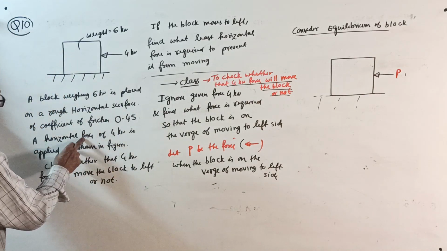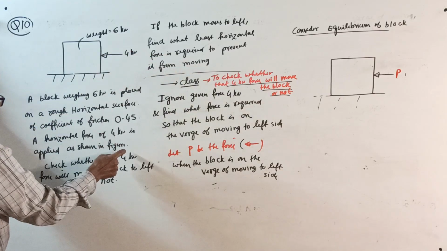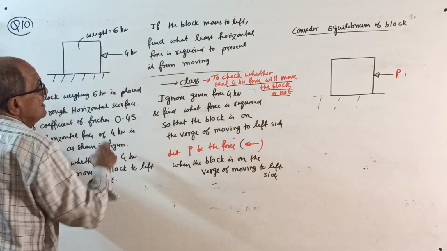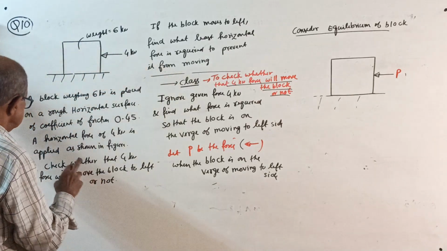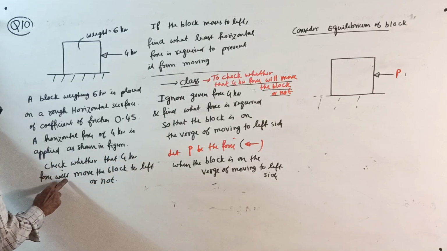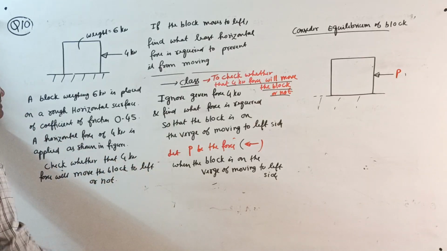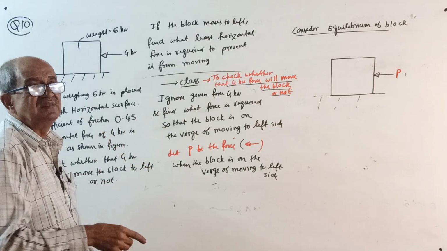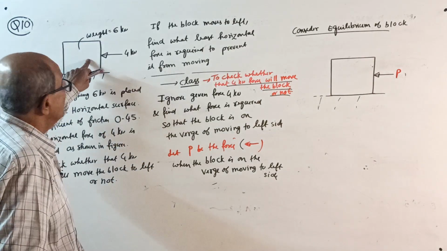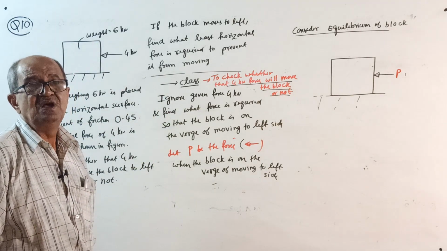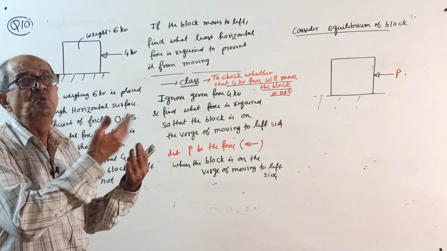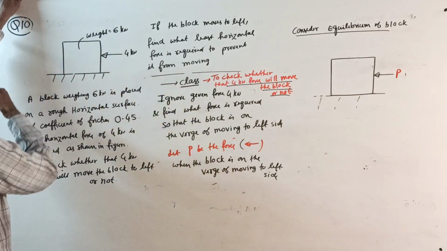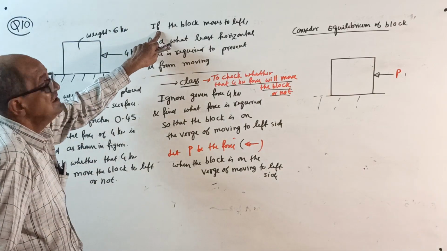Now they are telling a horizontal force of 4 kilonewton is applied as shown in the figure. This way they are applying a force of 4 kilonewton. Then check whether that 4 kilonewton force will move the block to the left or not. When you apply a force of 4 kilonewton here, the tendency is to move the block to the left side. They want you to check whether the block is in equilibrium at rest, on the verge of moving, or moving. That is the first part. Then the second part is there.